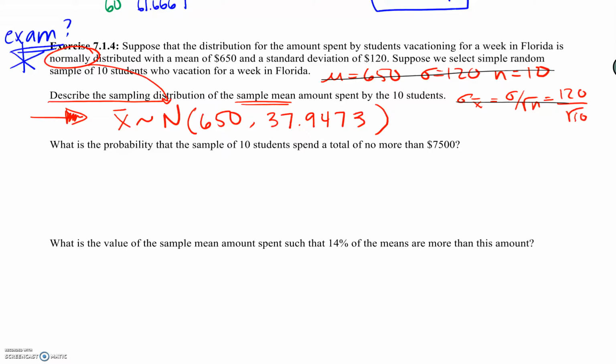So the next two questions say, what is the probability that a sample of 10 students spend a total of no more than 7,500? So again, we get that total thing. But we know how to deal with that now. We can change that total into an X bar, into a sample mean, which we know about, by just dividing by n.